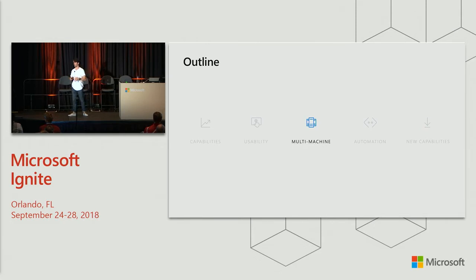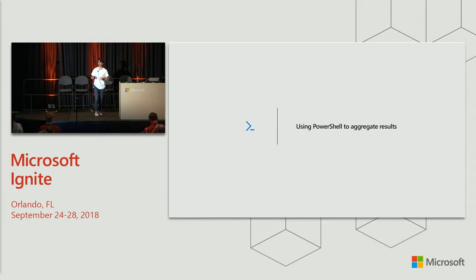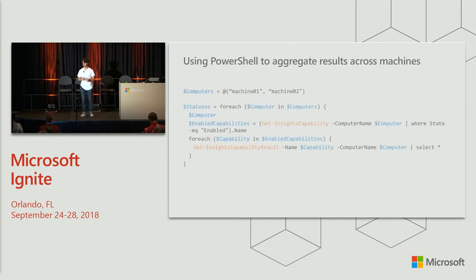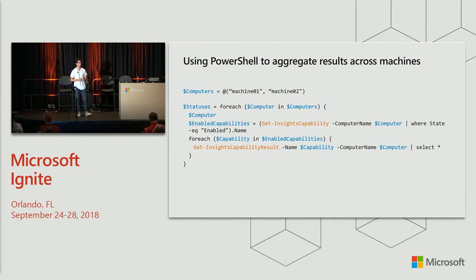So that actually covers most of the day-to-day management scenarios of System Insights. Next, I want to show you that even though System Insights runs on a single machine, you can easily have a unified perspective of the predictions across a group of machines. So the first, as I said earlier, all of our PowerShell is remotable. So you can use PowerShell to aggregate the results across a group of machines. Here's a simple script which defines a couple different machines that I want to pull the results from. The script loops through them, determines what capabilities are enabled on that server, and then grabs those results as well.